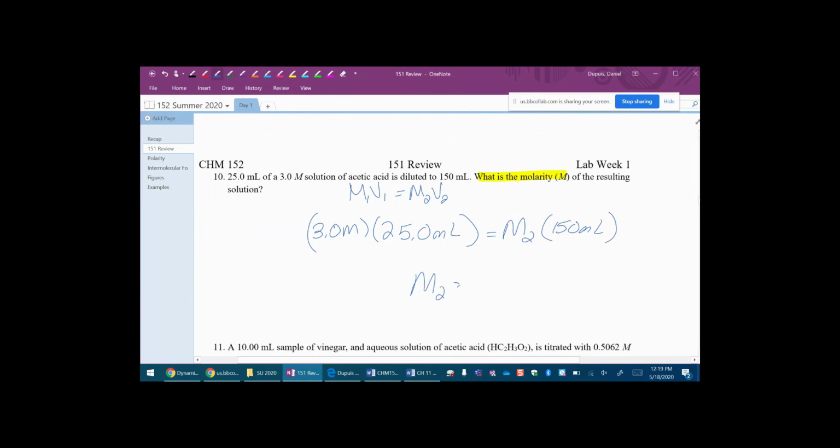So M2 would be 3 times 25 divided by 150. 0.5, and I have 2 sig figs, so 0.50 M. All right. Acetic acid, which I'll probably start writing CH3COOH for us. All right, but it doesn't matter. If you write it as HC2H3O2, I'm fine.